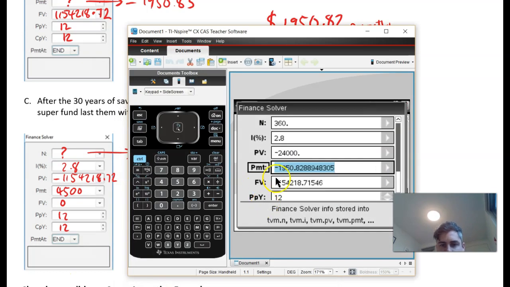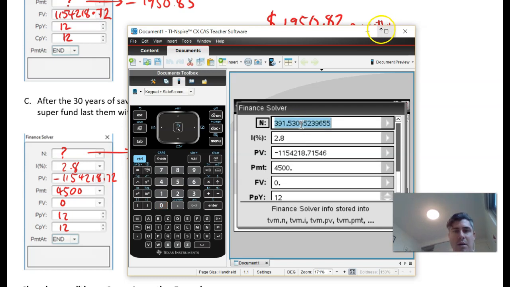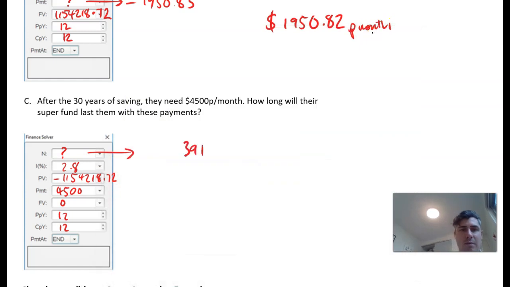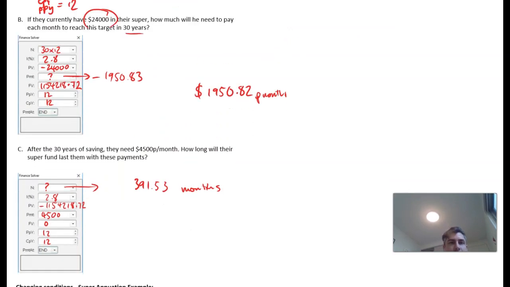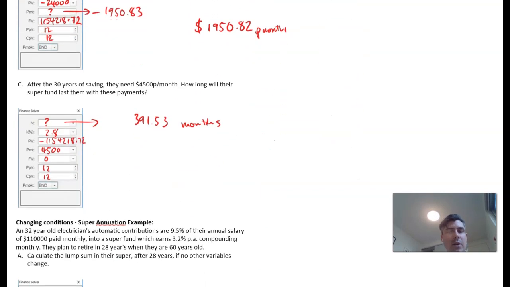So again, copy paste that into the PV. Make that negative. Make that 0, this unknown, and make the payments. These are when they're retired, so they're going to take this much money out now. How long will that last? 391.53 months. Okay, and that's how you do Australian super calculations. Next, we're going to look at changing conditions.